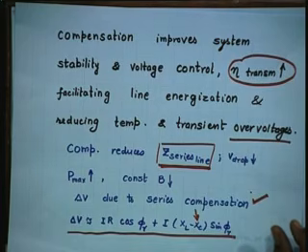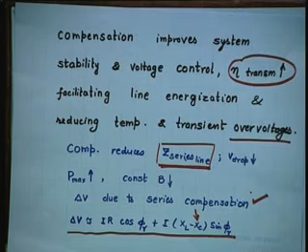Now, compensation improves system stability and voltage control, and transmission efficiency also goes up, facilitating line energization and reducing temporary and transient overvoltages. Compensation reduces Z of the series line, voltage drops are also reduced, power transmission capability increases, and constant B goes down, which is equal to Z. Most of the time constant B is equal to Z.